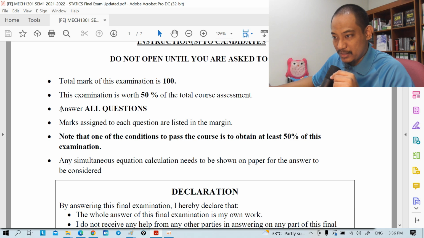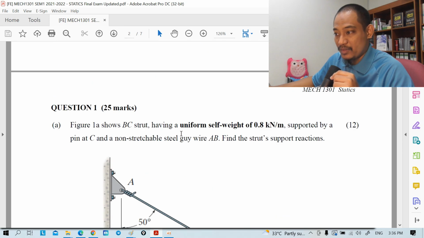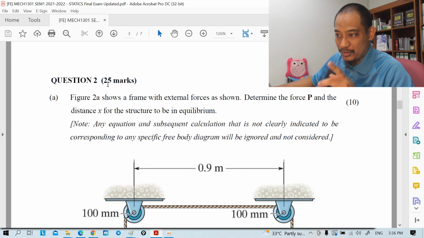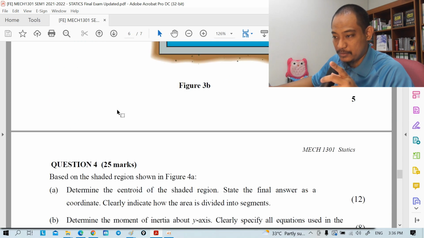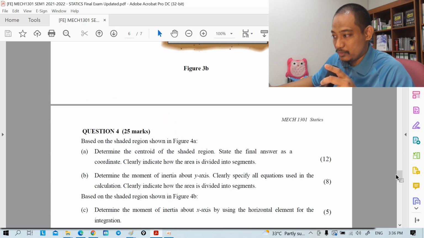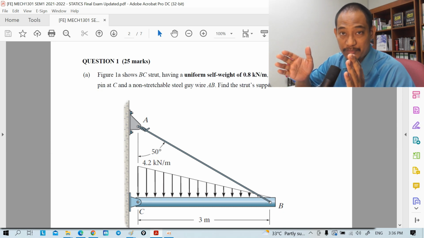Here it says answer all questions and so on. We have question 1, for example here, 25 marks. By the way, in terms of time allocation, here we have 25 marks, 25 marks, 25 marks, and 25 marks. Let me make it closer. This means the 4 questions are evenly distributed in terms of marks.